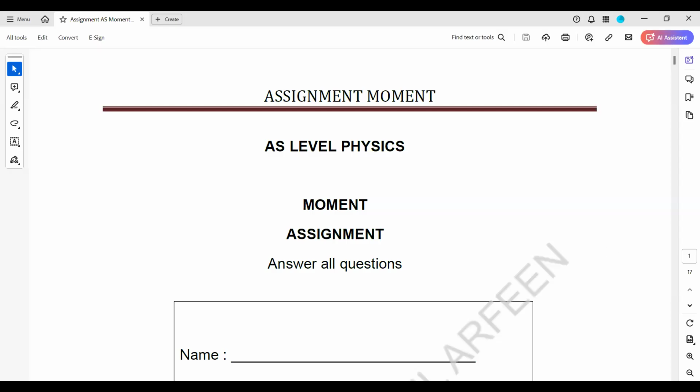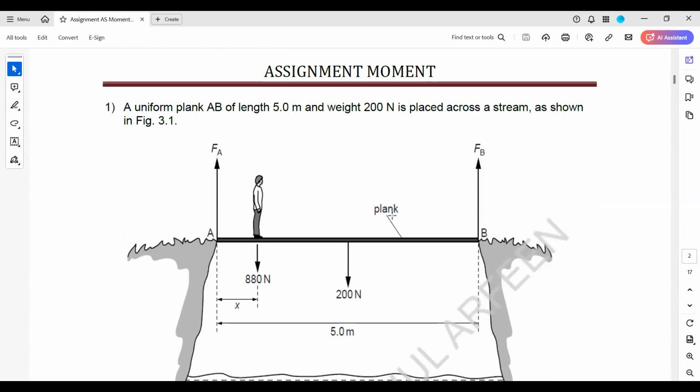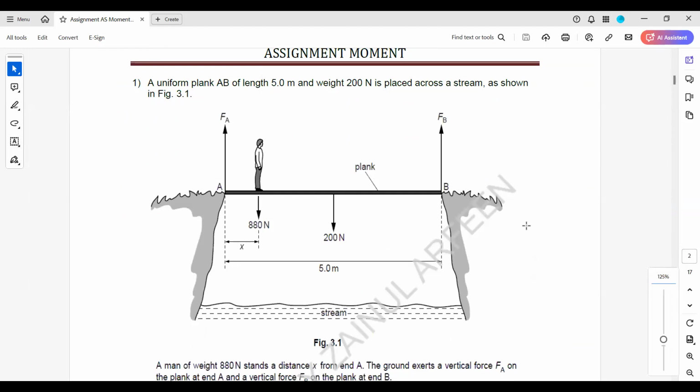So as we were discussing the moment or the turning effect of the force, here are some questions related to the moment or the turning effect. So as you can see here, a uniform plank AB of length 5 meters, weight 200 Newton, is placed across the stream as shown.